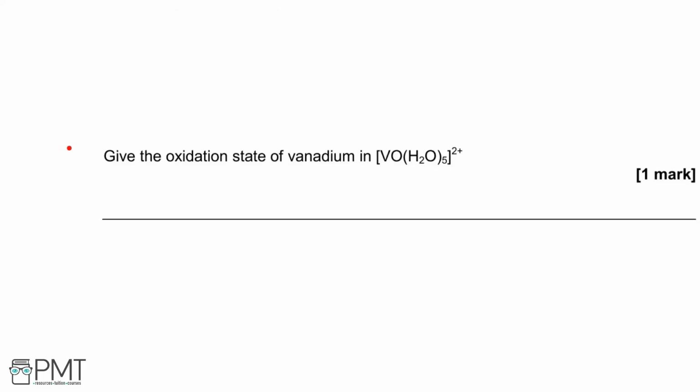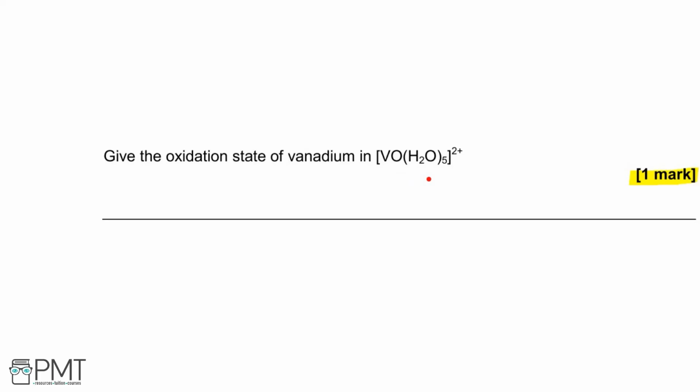Give the oxidation state of vanadium in [VO(H2O)5]2+. This question is worth 1 mark, so there are no marks for working or any justification, we just need to give the oxidation state. In order to work out the oxidation state of vanadium, we're going to need to look at the oxidation states of the other parts of the molecule and the overall charge of the molecule.